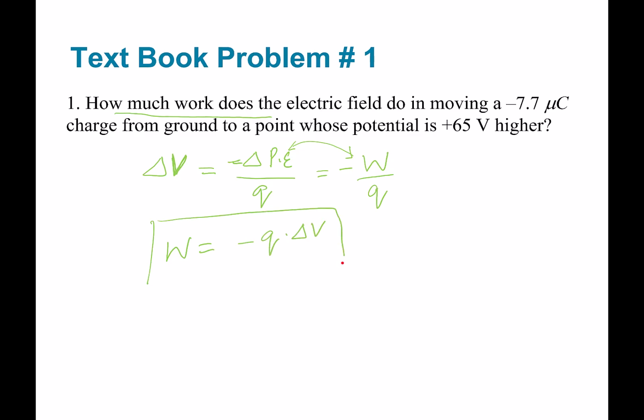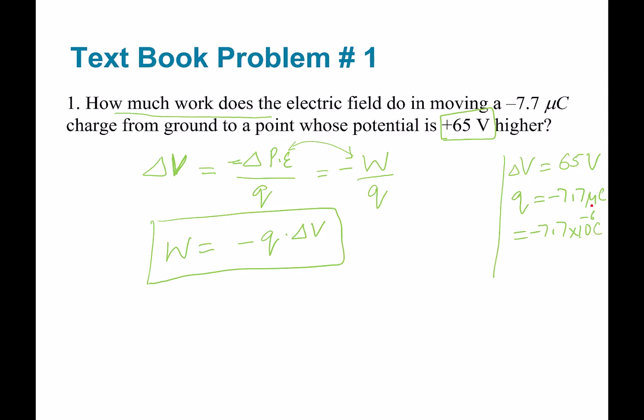So we keep the formula ready, and we have been provided with the voltage. Given to us is delta V, the change in potential, which is plus 65 volts. And the charge Q is minus 7.7 microcoulombs. Make sure you convert it to 7.7 times 10 raised to minus 6 coulombs.